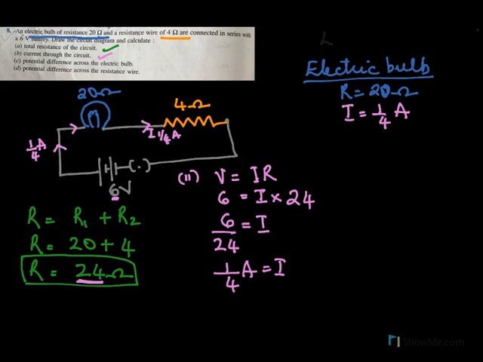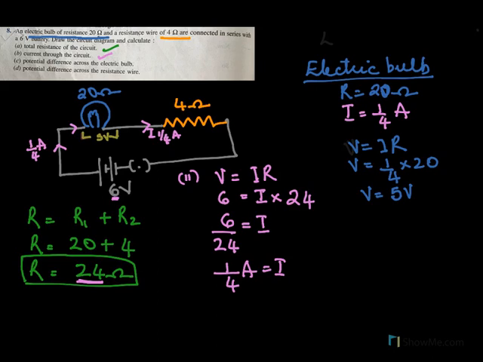So now I use the formula V equals IR. My V I need to calculate. I is 1 by 4 and R is 20. So when I cancel, I get V equals 5 volts. So the voltage across the bulb, let me put it in another color, maybe in green, this voltage here is 5 volts.